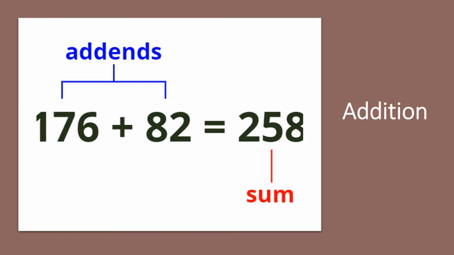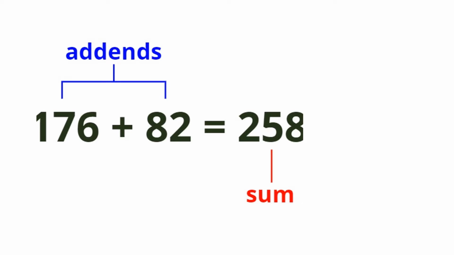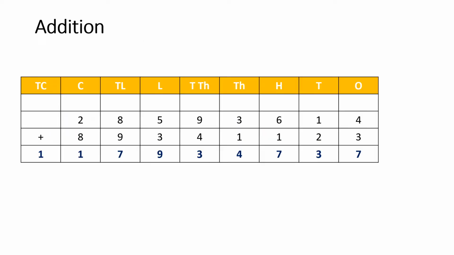Today's topic is addition. Two or more numbers called the addends are added to give an answer called the sum. See here, 176 plus 82 equals 258. Here 176 is an addend and 82 is an addend, and the result is called the sum. We will perform addition for large numbers.